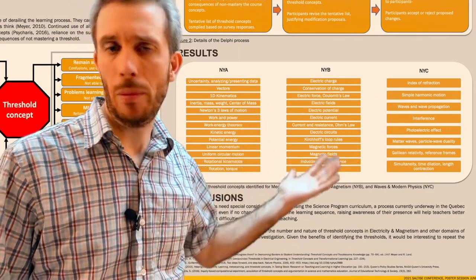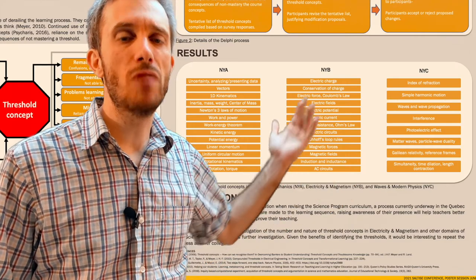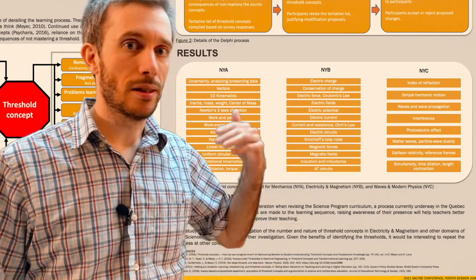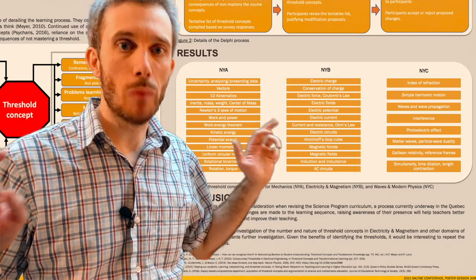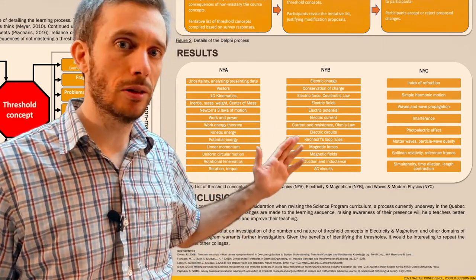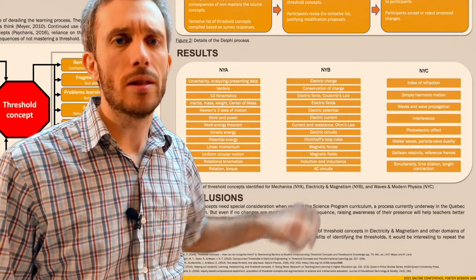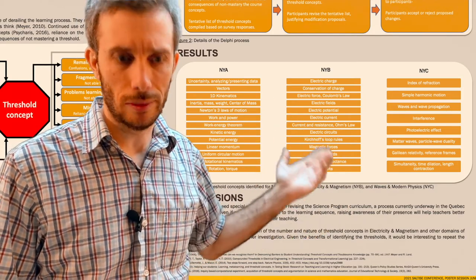Could it be the timing of their appearance, with NYB being later in their program? Could it be that students who struggle most have already been filtered out by not passing the mechanics course? There's definitely more research that needs to be done.